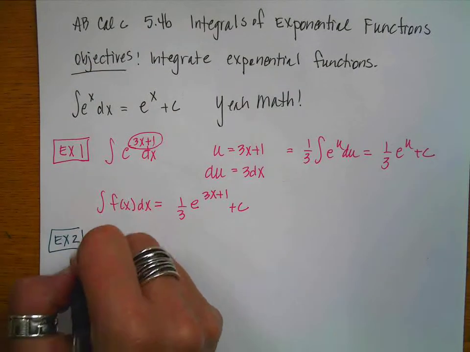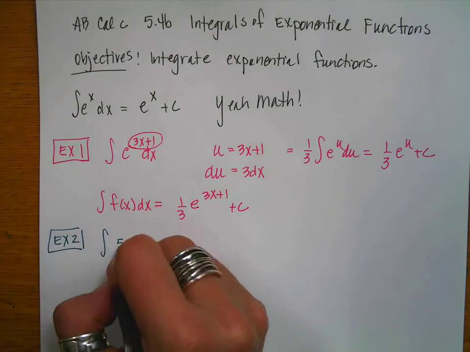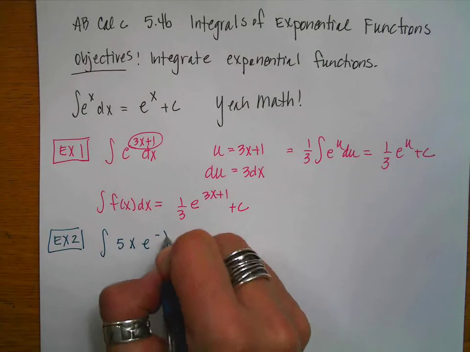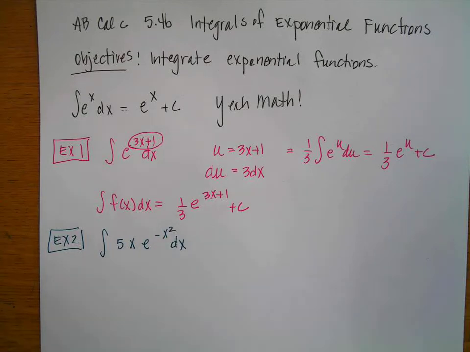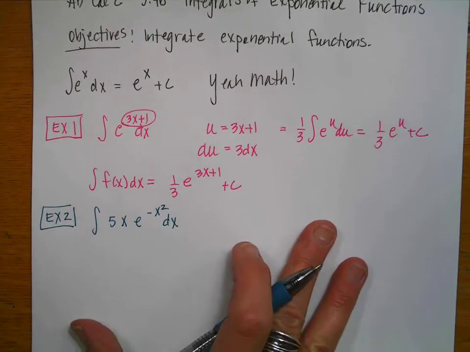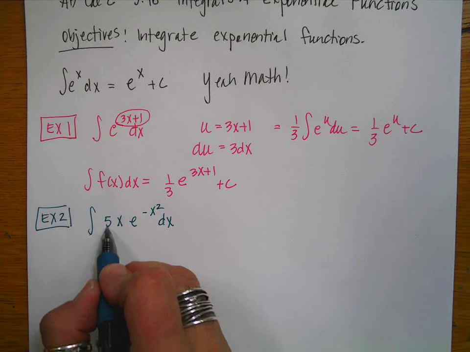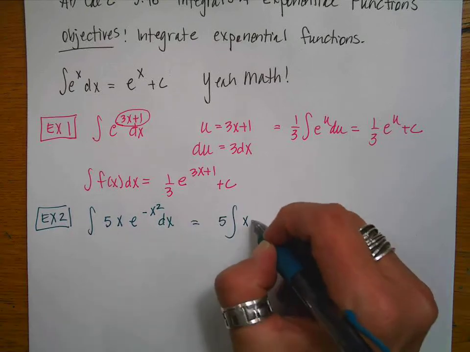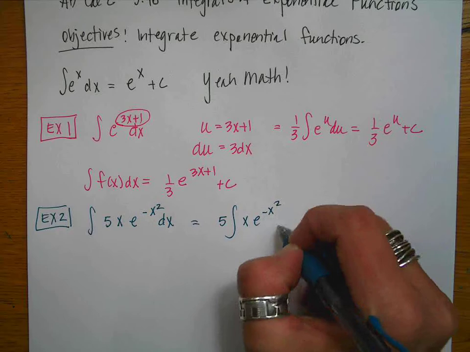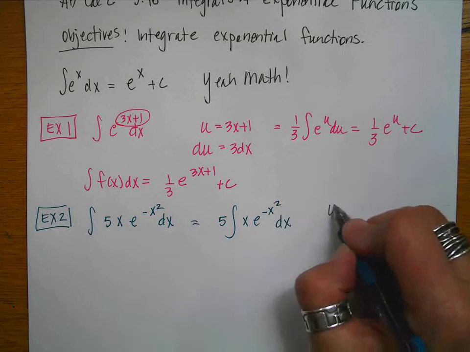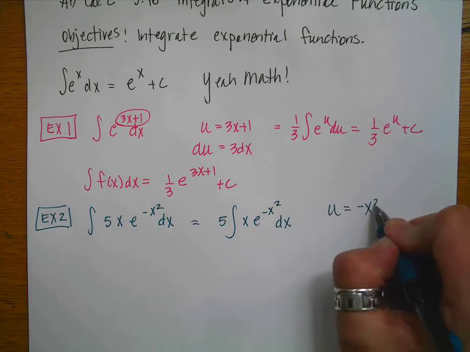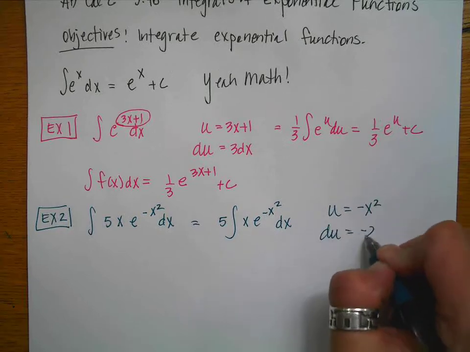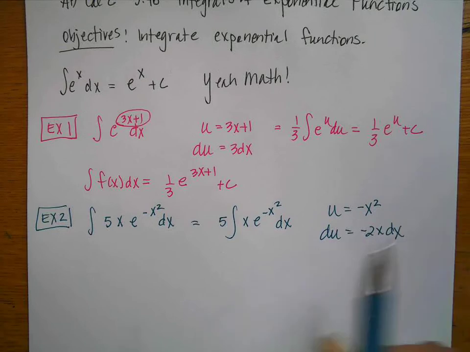Example number 2. I'm going to have the integral of 5x e to the negative x squared dx. So again, I'm going to need to do some u substitution. I'm going to move this out before I start, so I'm going to write this as 5 integral x e to the negative x squared dx. I'm going to let my u equal negative x squared, so my du is negative 2x dx.